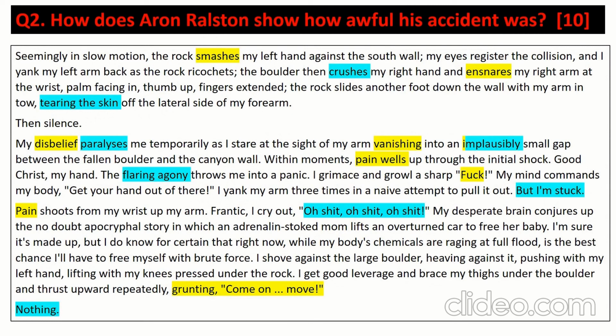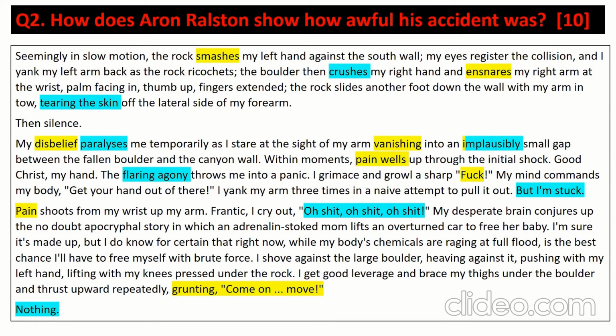I'll give you a quick example where it shows the power of the accident straight away in the first couple of lines. It says, seemingly in slow motion, the rock smashes my left hand and the boulder crushes my right hand. The verbs that could have been used could have been knocks or trips or traps, but both smashes and crushes suggest the power of the boulder. They also suggest that the boulder is so strong that it's torn Aron's arm into pieces.